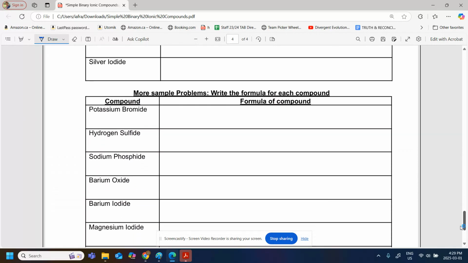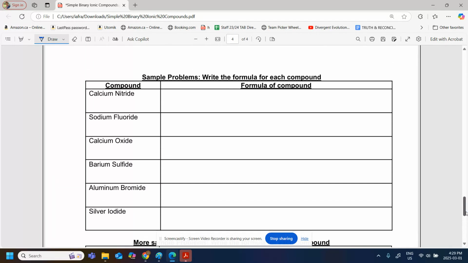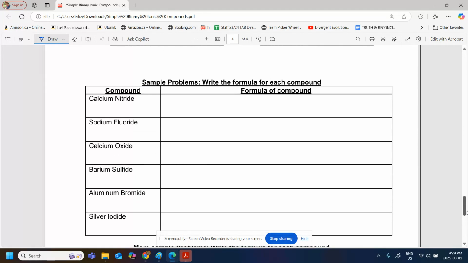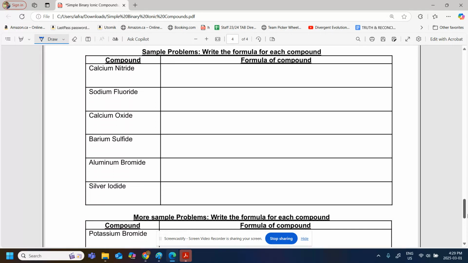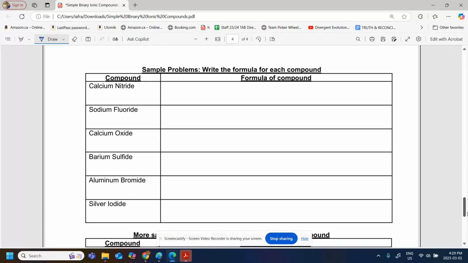So the last page is a bunch of practice problems for you to try out. I recommend you pause the video, and then you check your answers afterwards using this video. So hopefully you pause the video and you try these on your own. You'll see for calcium nitride, you had Ca 2 plus, N 3 minus. When you crisscross, you get Ca3N2. Sodium fluoride, you had Na 1 plus, F 1 minus. When you crisscross, they both have 1s as their subscript, so you don't have to write them.